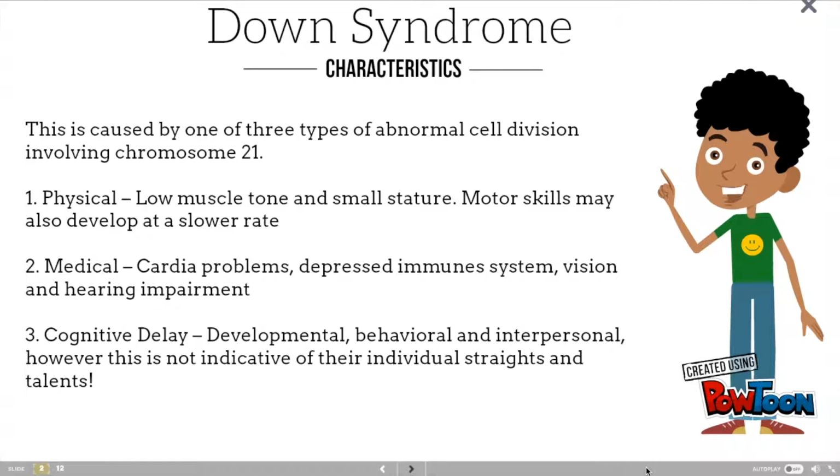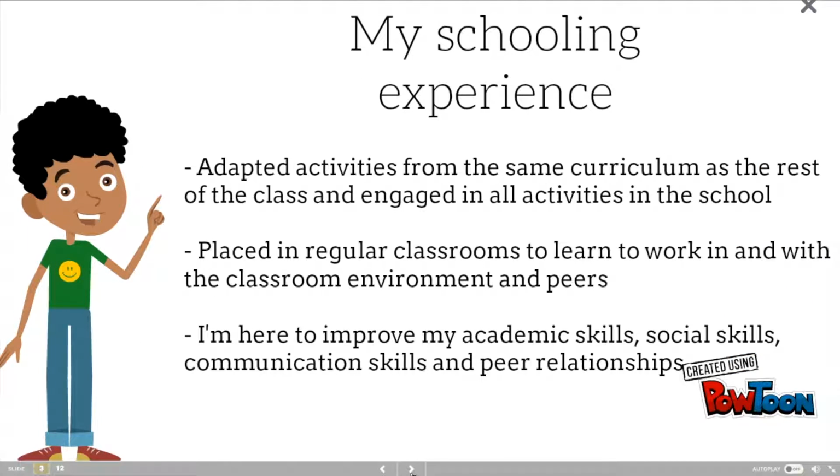Down syndrome is the most common chromosomal abnormality in humans. This is caused by one of three types of abnormal cell division. There are three main characteristics of the exceptionality: physical, medical, and cognitive.